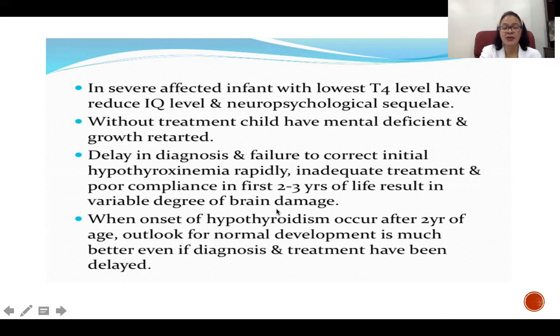Any delay in the diagnosis, failure to correct the hypothyroxinemia, or inadequate treatment and poor compliance in the first 2 years of life may result in a certain degree of brain damage. When onset of hypothyroidism occurs after 2 years of age, the outlook for normal development is much better, even if diagnosis and treatment have been delayed. So that's why it's very important to be part of the newborn screening program.